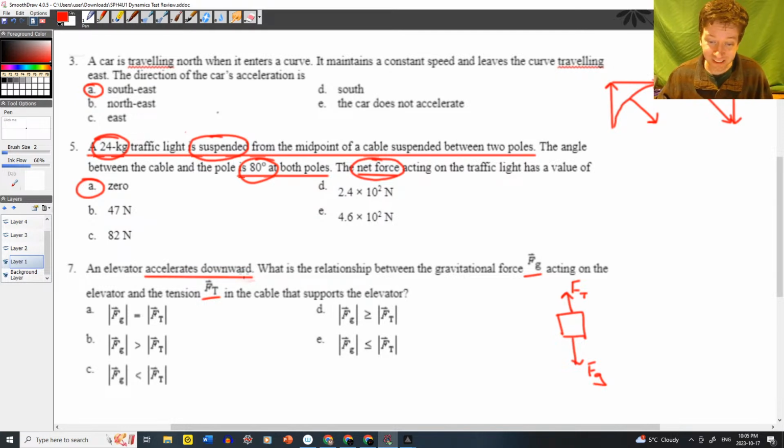If it's going to accelerate downwards, that downwards force needs to be greater because the net force shows you the direction of acceleration. So that means gravity needs to be greater than tension. Not greater than or equal to. It's not equal to. It's not less than. Here it is. It's greater than. So gravity greater than tension.